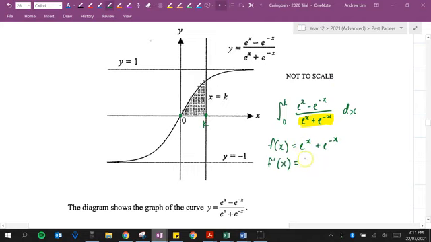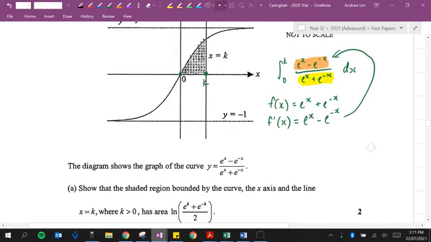So when we differentiate this, we get e to the x. What do we get when we bring this down? We get negative e to the negative x. Okay, that's exactly the same as the numerator. So technically we do have f dash of x over f of x.